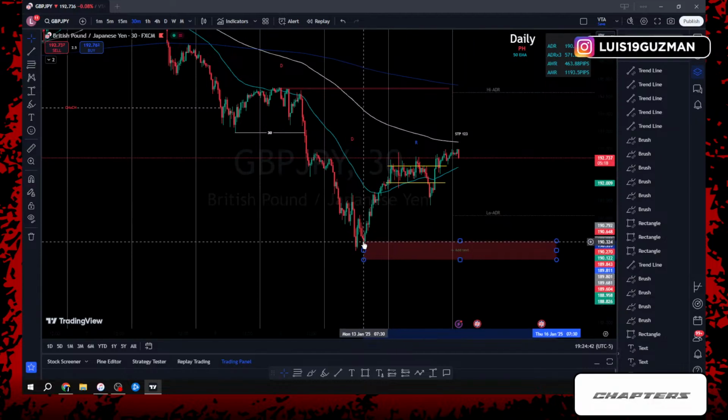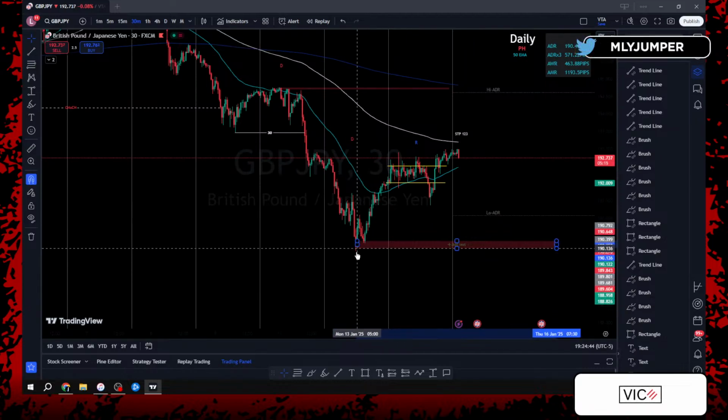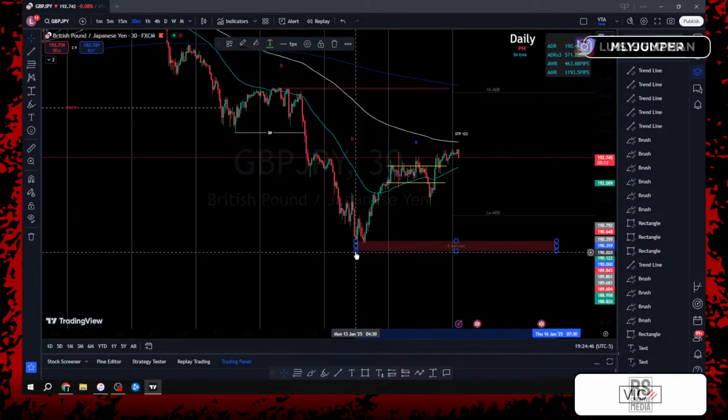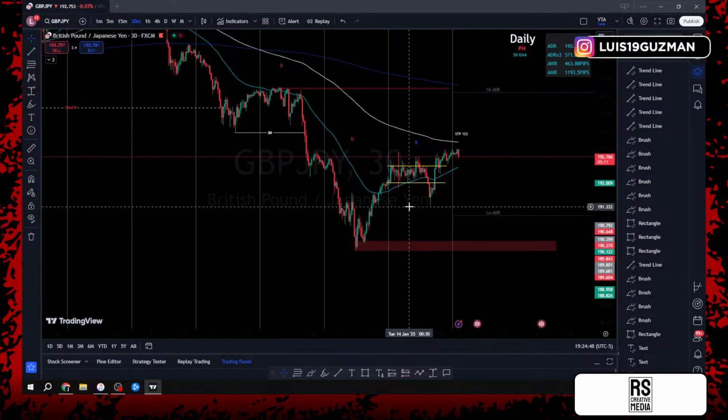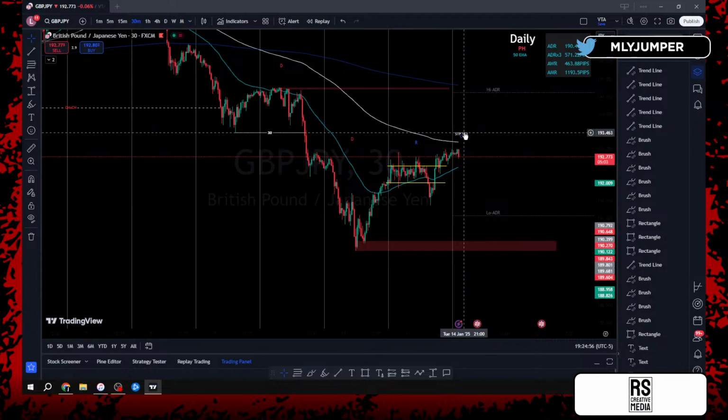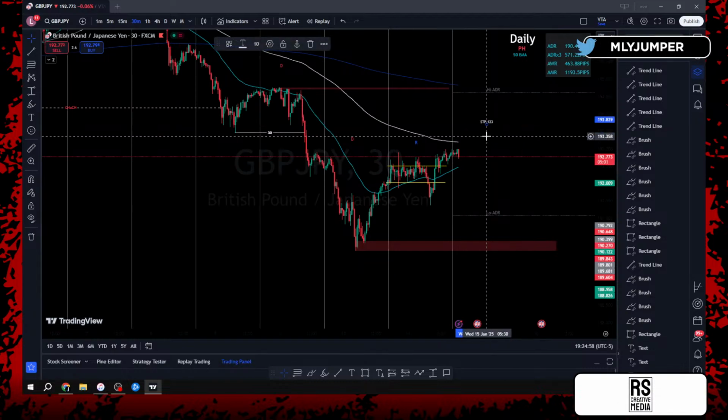If the daily time frame is telling you uptrend and the 4-hour time frame is consolidating and the 30-minute time frame is downtrending, which time frame are you going to follow? Are you going to follow the daily time frame that's uptrending? Are you going to follow the 4-hour time frame that's moving sideways? Or are you going to follow the 30-minute time frame that's moving down? Which time frame are you going to follow?